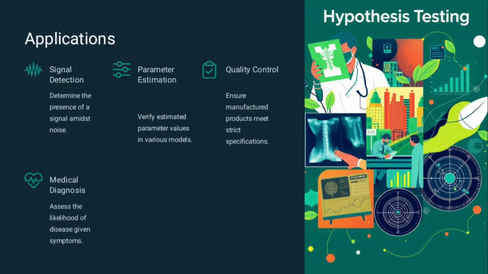Applications of hypothesis testing. Signal detection determines the presence of a signal amidst noise. Parameter estimation: verify estimated parameter values in various models. Quality control: ensure the manufactured products meet strict specifications. Medical diagnosis: assess the likelihood of disease given the symptoms.